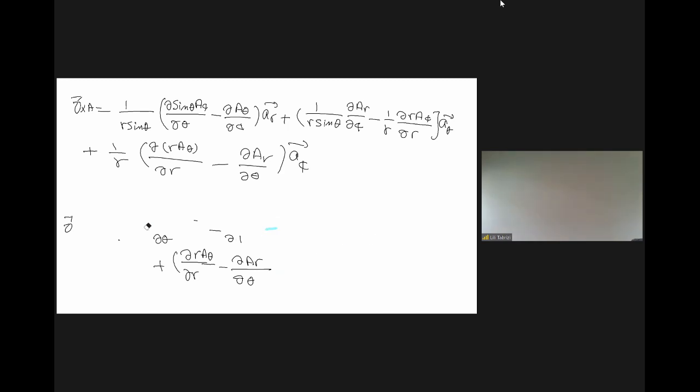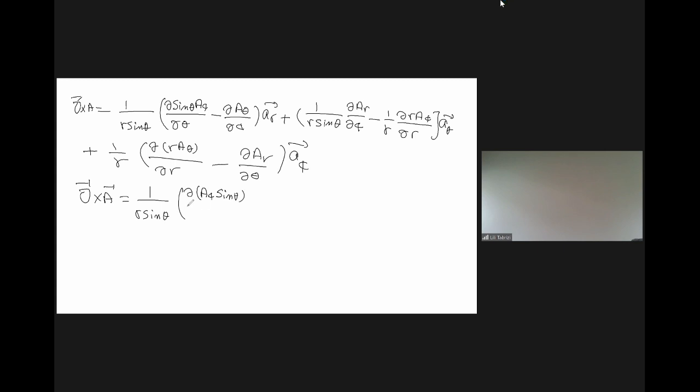spherical coordinates. Notice that you can always avoid writing this simplified form, and always apply the determinant case by case. So in this case, if I want to write it in most simplified form, it's equal to 1 over r. Same thing. Then I have d A phi, sine theta d theta, minus dA theta d phi, A_r, plus 1 over r.